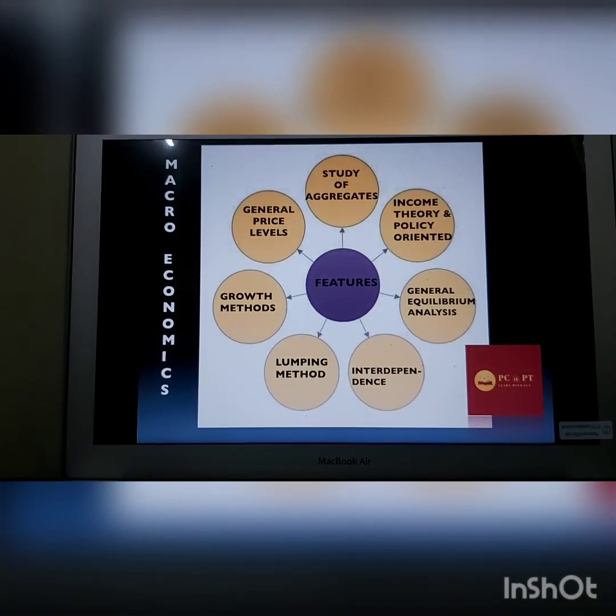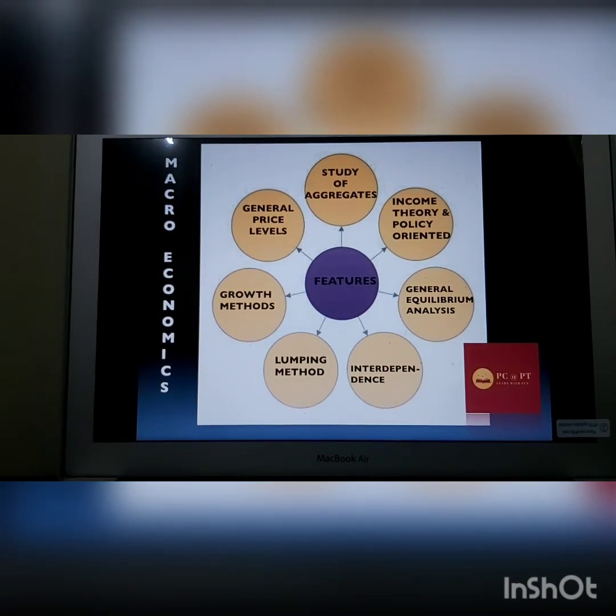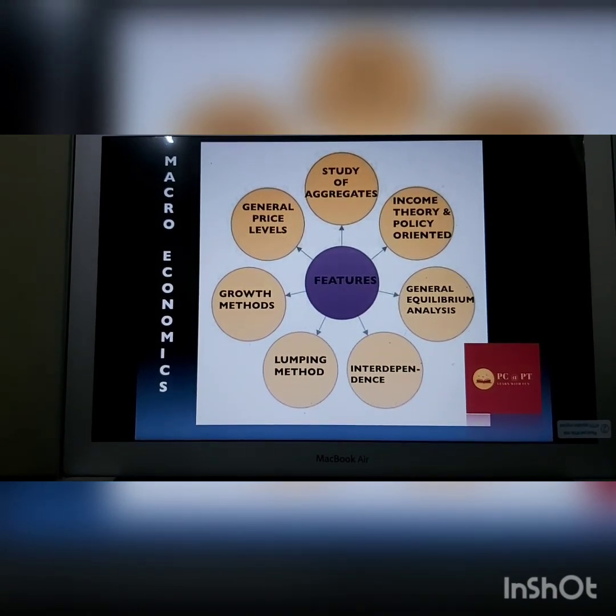Now moving to the important answer from the point of view of your syllabus, that is the features of macroeconomics.